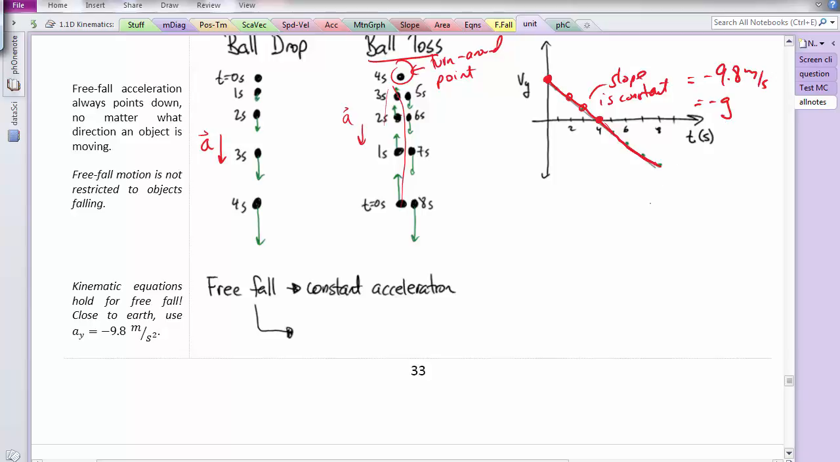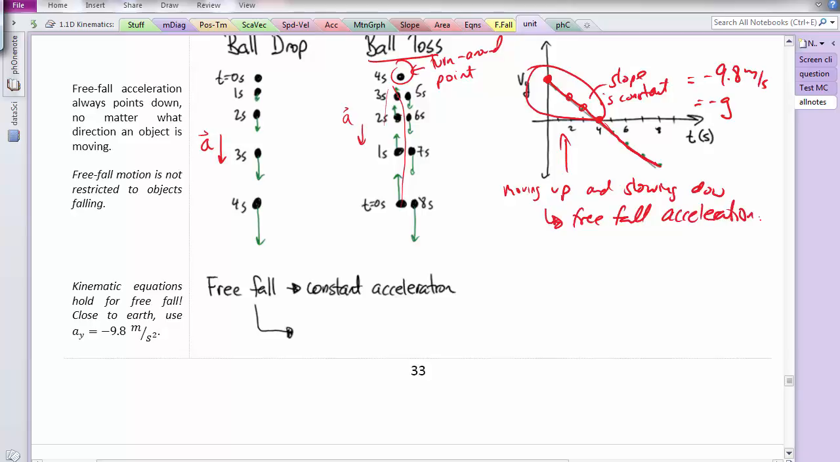Now one thing that's important is, free fall doesn't necessarily mean that the ball is falling. You could be going up, just like it is over here. The ball is moving up and slowing down, and it's still in free fall. We still have free fall acceleration because the ball is under the influence of gravity alone.